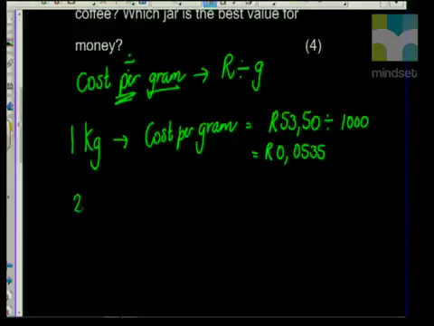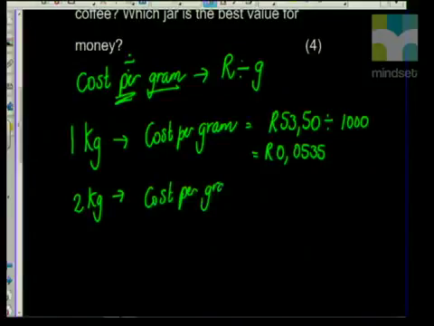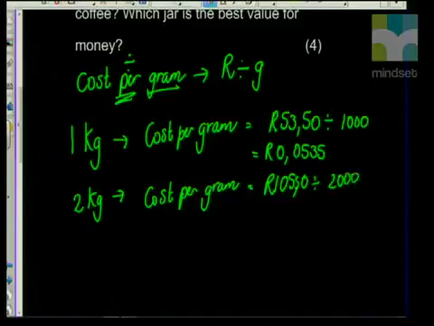Then I go on to my 2 kg jar, which is exactly the same calculation, but obviously with different numbers. The cost of the 2 kg jar was 105 Rand 50, and I'm going to divide that by 2,000. That should give me an answer of 0,05275.